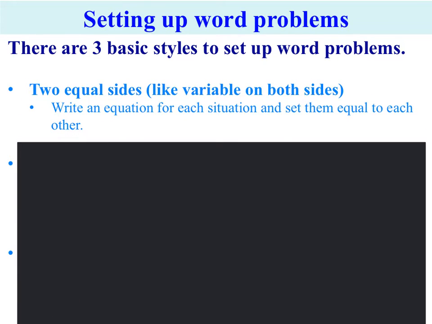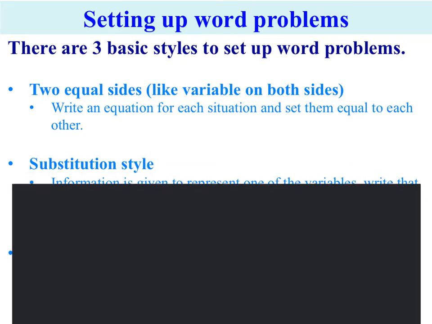The first one is something you've actually already done earlier this year, and it's when you're going to have two equal sides, or they're going to give you two situations and ask you to find when they're the same. We did this when we had a variable on both sides, and you probably just didn't realize it could be a system, but we'll take a look at how that's a system of equations, and then you solve it the same way we did earlier this year. You write the equation and then set them equal to each other.